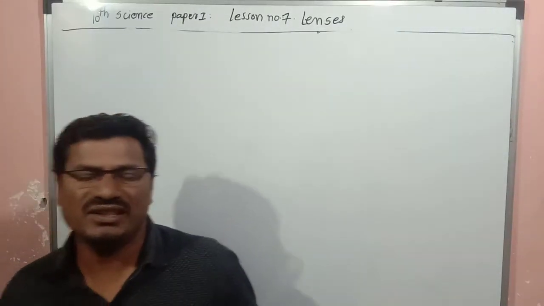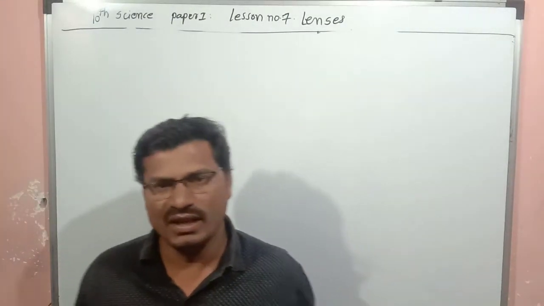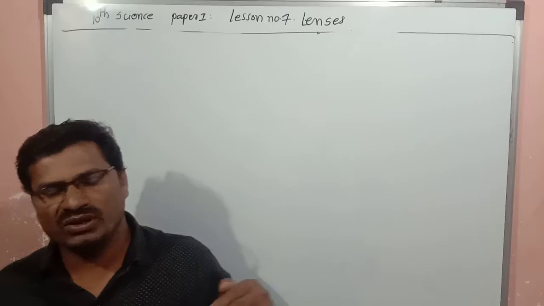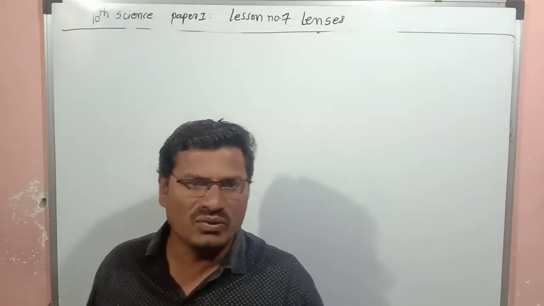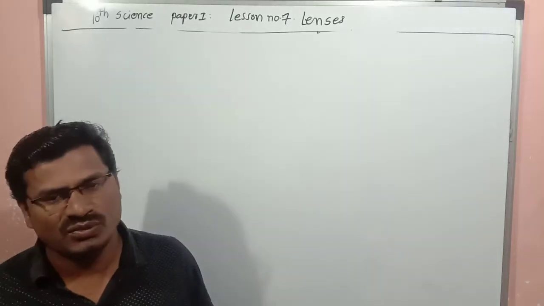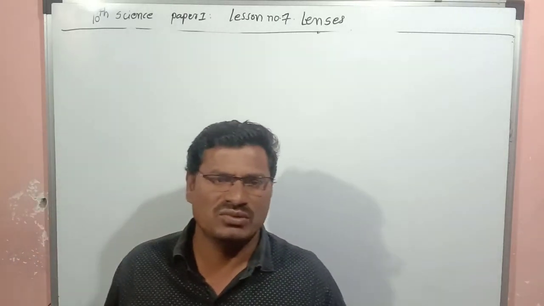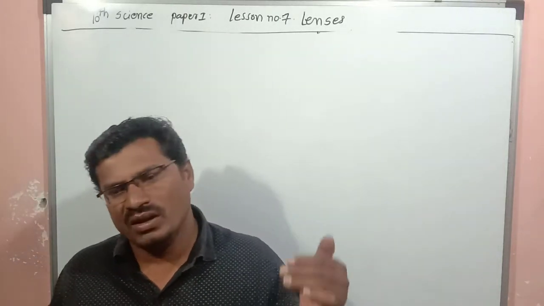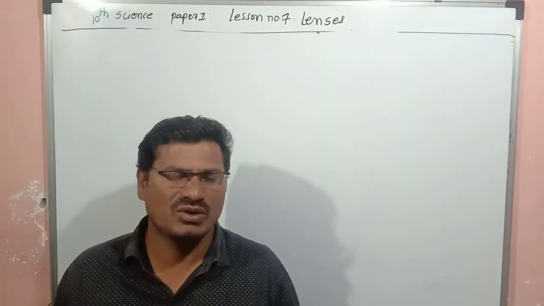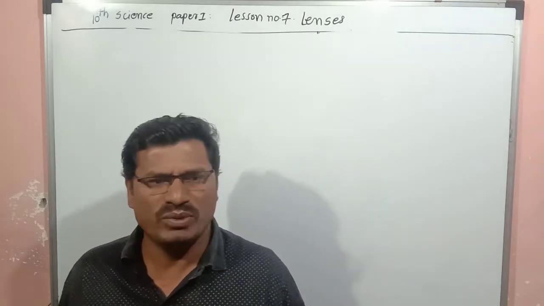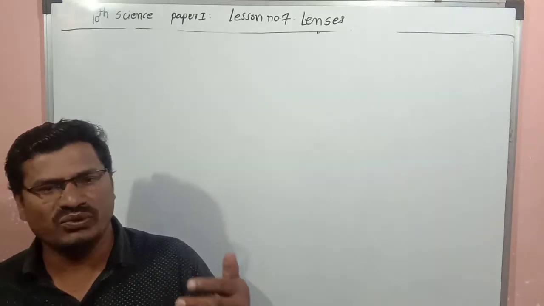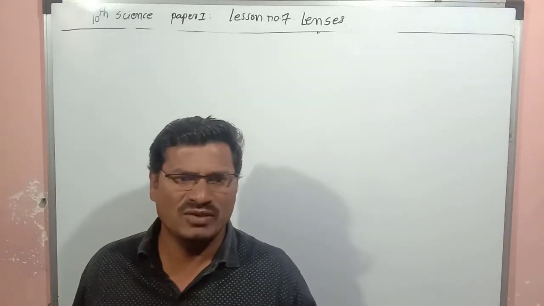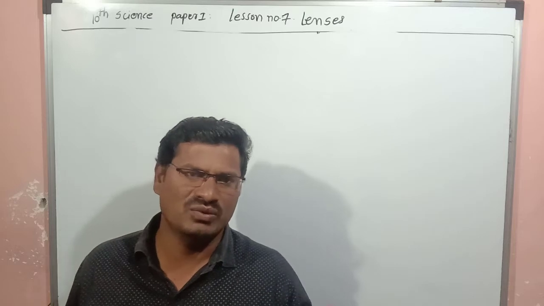Students, we are learning lesson number 7, lenses. In this lesson, before this, we have studied types of lenses as well as the working of the human eye. Now, after this, we are going to study defects. What are the problems in the eyesight or vision? So we are going to study the defects in the vision and their correction.